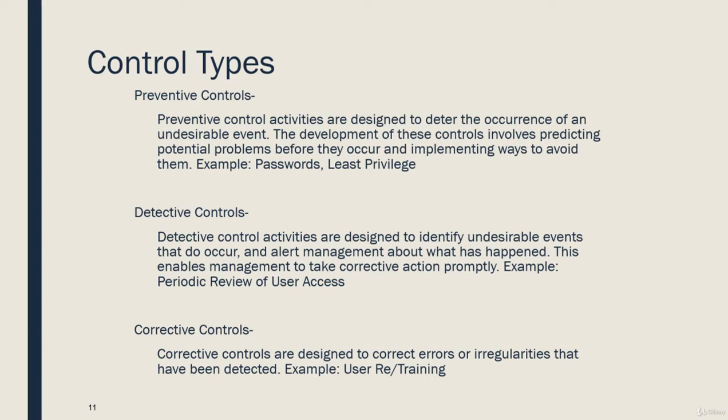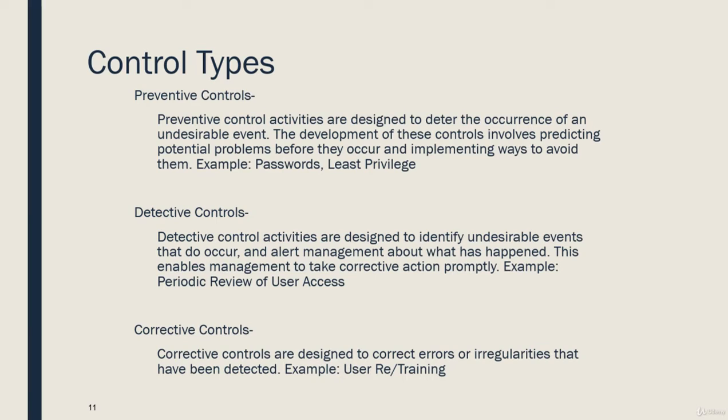For example, passwords. You require individuals to use logon IDs and passwords before they can get into systems. Or you can have another least privilege control, meaning you only give individuals access to what they need to perform their job function. So by doing this, you are preventing potential issues down the road.